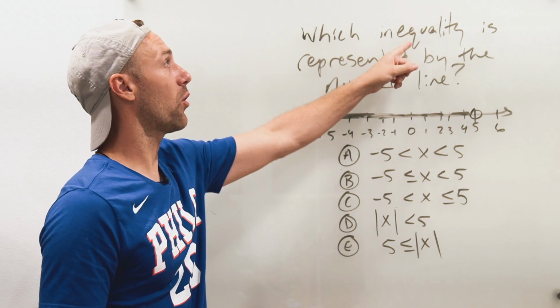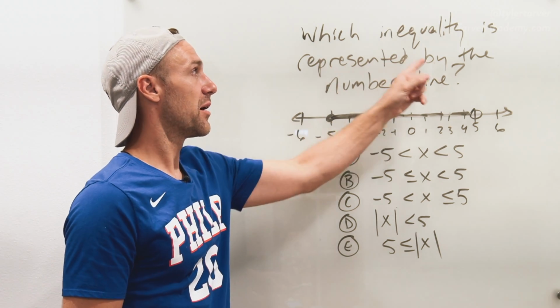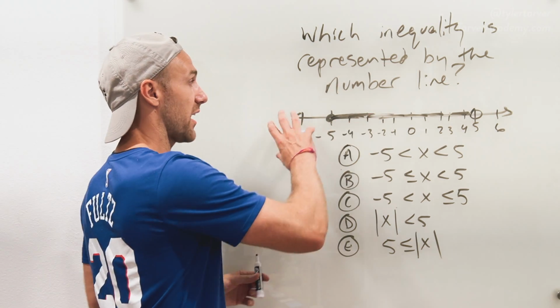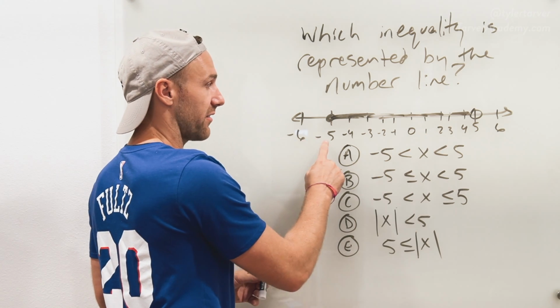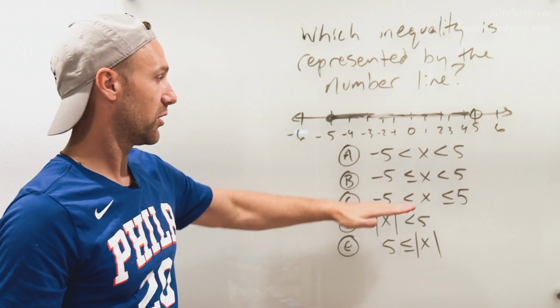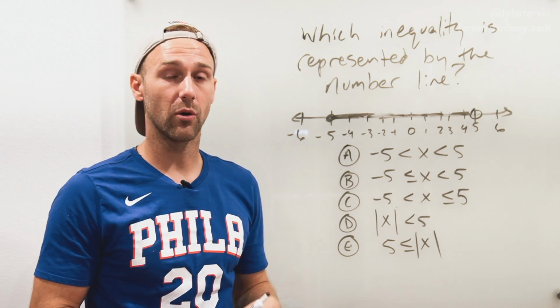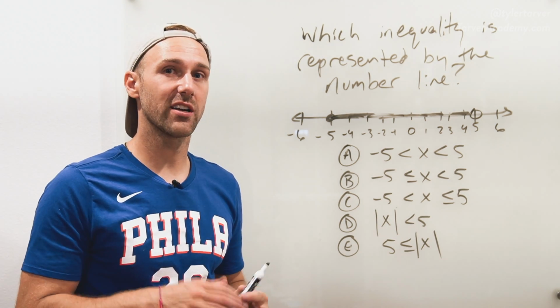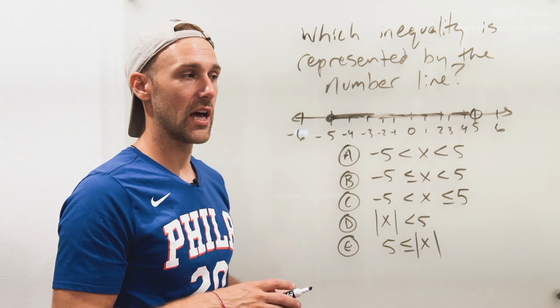It says, which inequality is represented by the number line? And then we've got a number line, -6, -5, all the way up to +6. And then you've got your 5 options right here. So pause it, give this problem a shot, see if you can get it, and then we'll work it together.